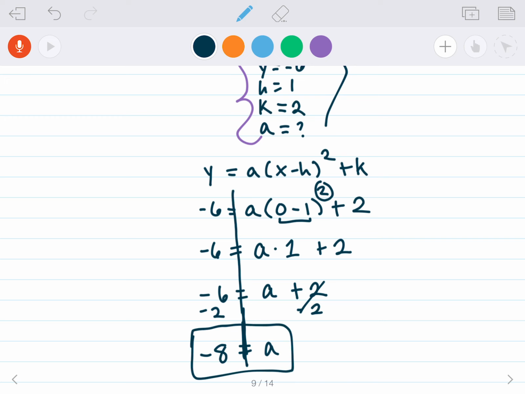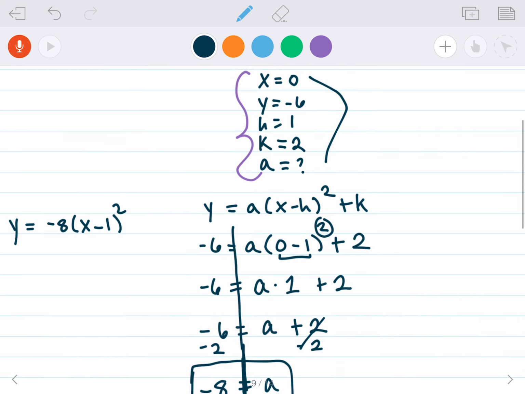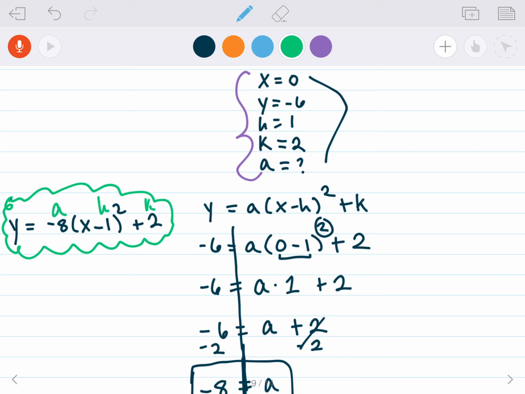So my formula is going to be y equals a, which is negative 8, times (x minus h, which is 1) squared, plus k, which is 2. Remember, when they're asking you to write a formula, x and y need to stay as x and y, because the point of the formula is for you to choose any x, punch it in, and get out a y value. So that's our answer there. We found a, and we knew what h and k were from the directions.